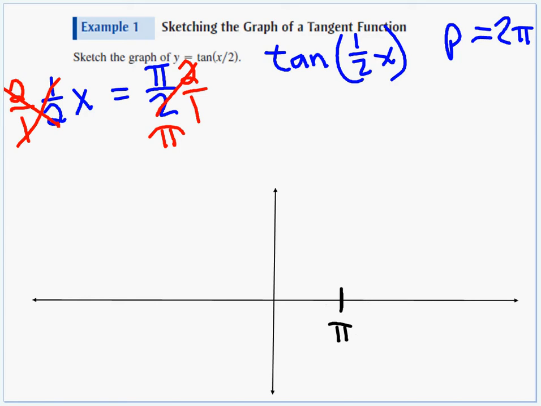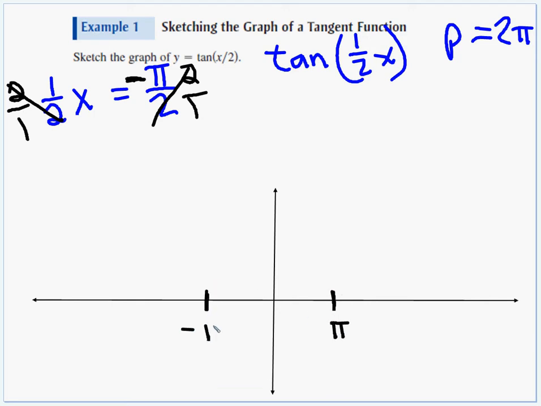We could do the same thing if I set this up and solve for setting it equal to negative pi. If I make that a negative pi, we're going to multiply by 2, multiply by 2. So now we get x equals negative pi. So we're going to have a vertical asymptote at pi, and we're going to have another one at negative pi, and those would be our first two. So that's one way to find your first two asymptotes.